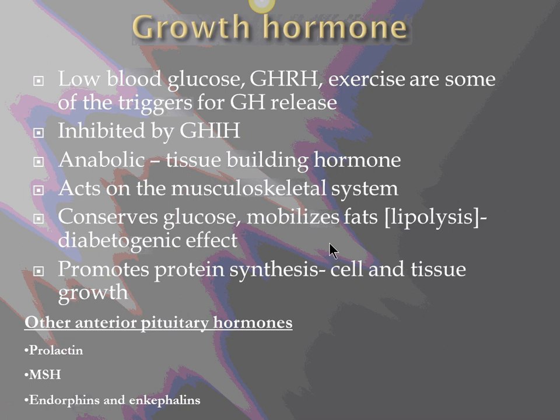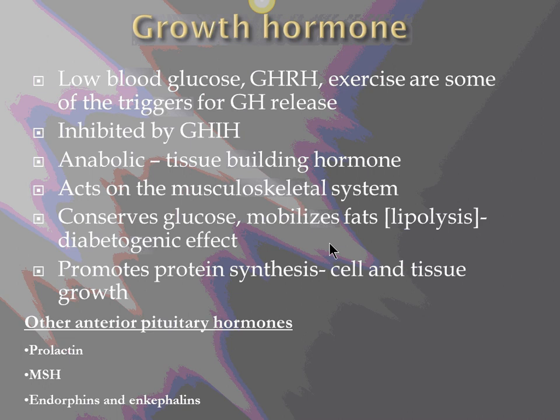And because it breaks down fat to make ATP, during the growing period, you would see that children are usually quite lean, especially if they exercise a lot, because more growth hormone is produced. Because fat is broken down, the children tend to be lean at that time. So there's not much collection of subcutaneous fat.